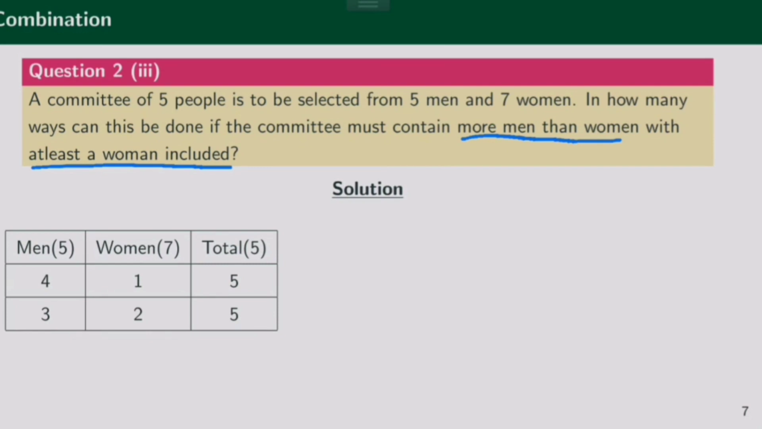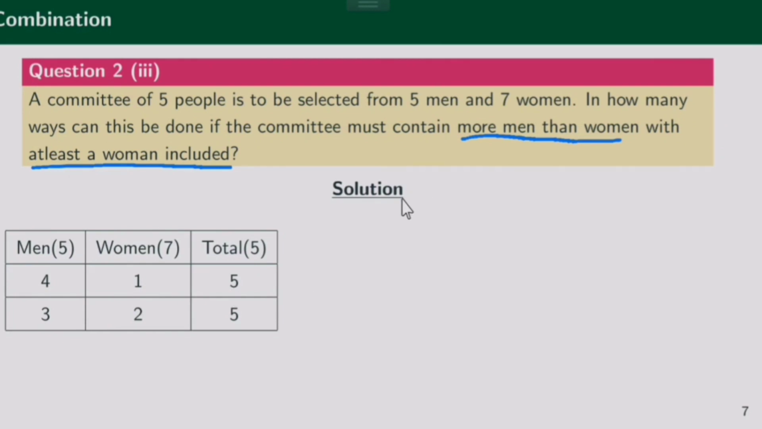Is there any other? Think if we still have another possibility. Of course not, there isn't, because if I want to go ahead, then the men will have to drop by 1 to 2 and the women will go up to 3, which is going to be against the condition because the men will not be more than the women anymore. If I take up the men to 5, I have to select no woman, which is against the condition because at least a woman should be included. So these are the only 2 possible ways by which I can form a committee with 5 people with the conditions given in the question.